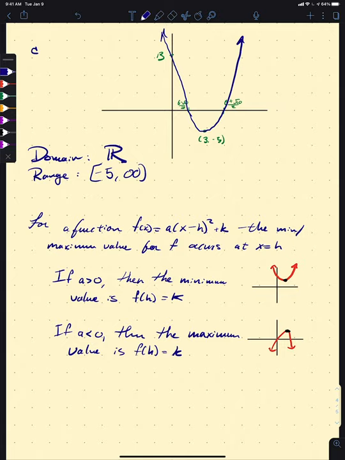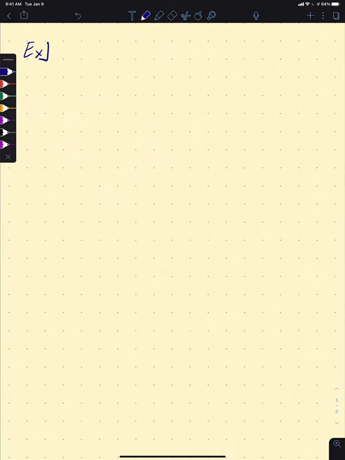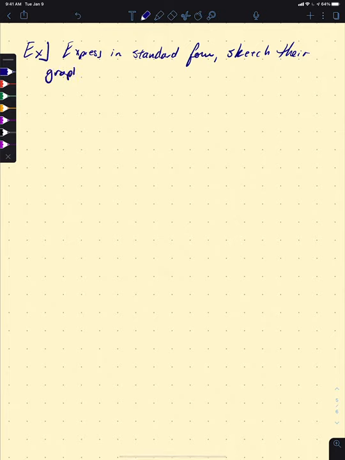So let's do a couple examples. Okay, so for the given functions, let's say we want to express them in standard form, sketch their graphs, and give their minimum or maximum values. So let's start with our first one.